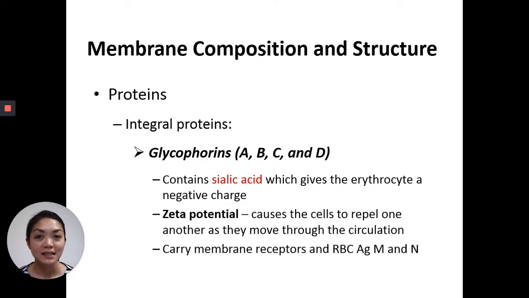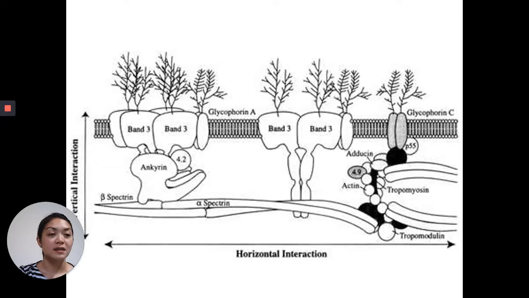Okay, glycophorins, since they are also mga proteins na may carbohydrates, they actually carry the receptors for our different nga mga ligands, and they also comprise what you call as the M&N blood group. Okay, another blood group found on RBC surface. Okay, so that's the illustration.